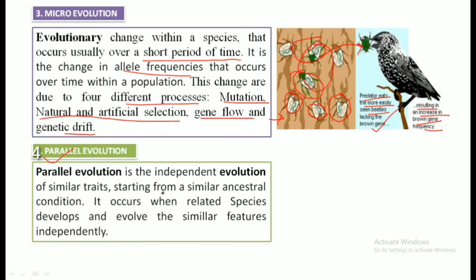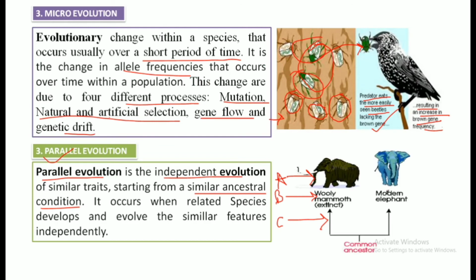Now coming to the parallel evolution. Parallel evolution is the independent evolution. As the term suggests, parallel, it means the evolution takes place in a parallel way, like different species evolving independently from a similar ancestral condition. That means the condition was the same for each of them. Like species A had the similar ancestral condition, B also, C also, but they evolved independently and they have similar features also.